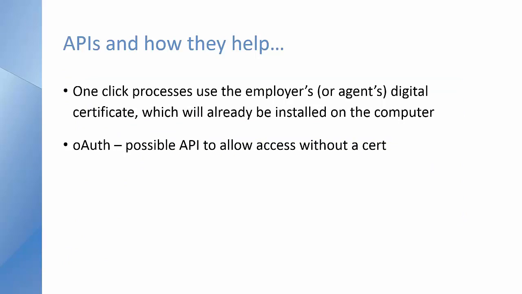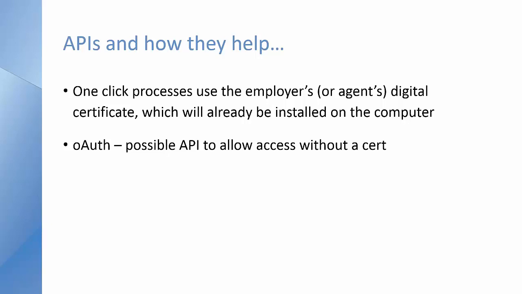It should be noted that the one-click processes will use the employer's or agent's digital certificate, and this cert will need to have been installed on the computer. If the user can log into ROS on the computer, then it has the cert installed. For those computers without a digital cert installed, Revenue may consider making use of a technology called OAuth.